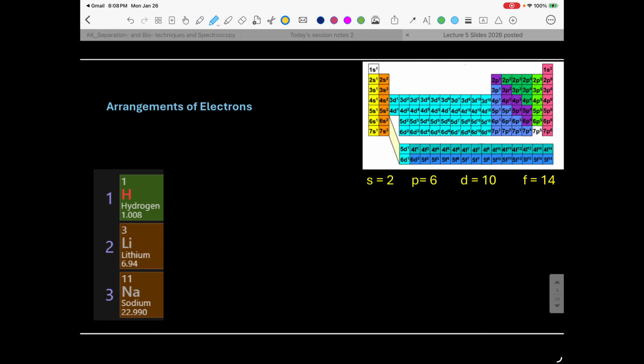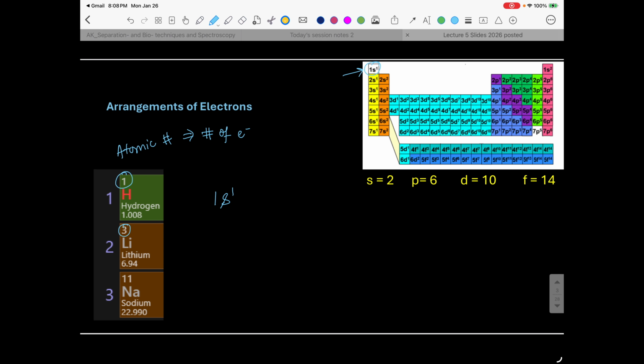So here we have hydrogen. The atomic number is the same as the number of electrons. So hydrogen has only one electron, so we start with 1s1 right here. So it will be 1s1 for hydrogen.